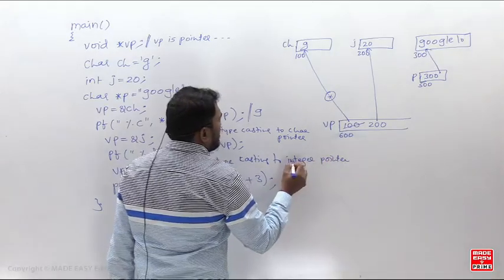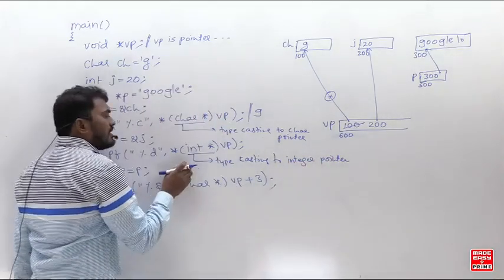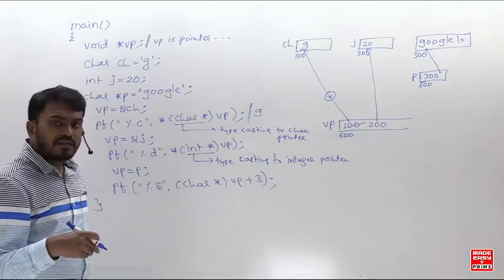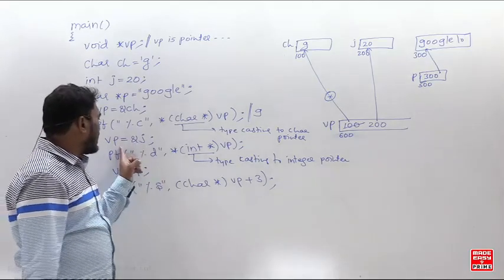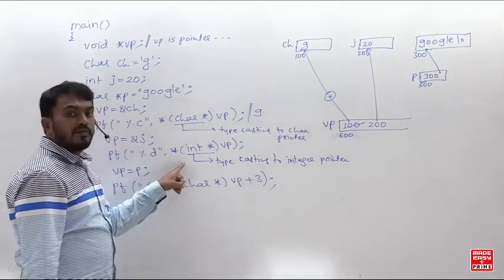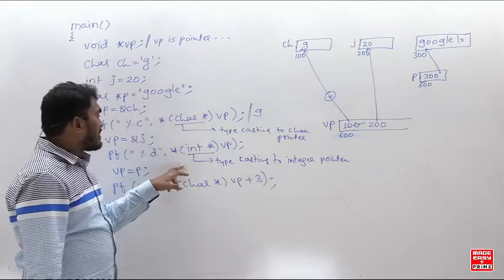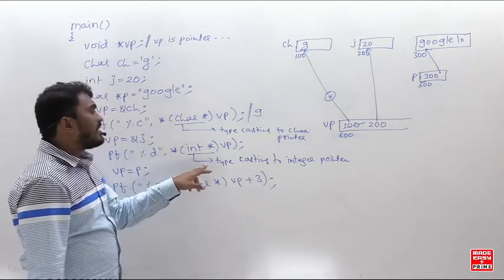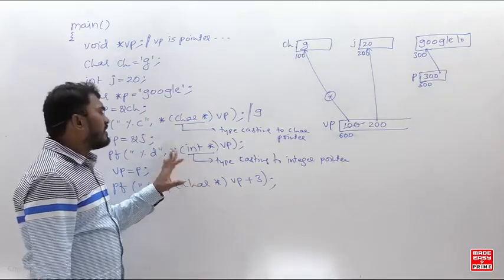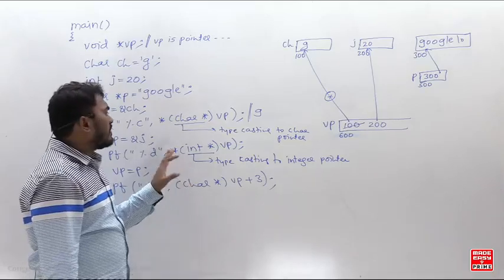So why are you typecasting to integer pointer? Because it doesn't know how many bytes it has to access. Because you assigned the integer address, how many bytes do you want to access now? 2 bytes. So now you are typecasting to integer pointer, which means it has clarity now. It should access only 2 bytes.